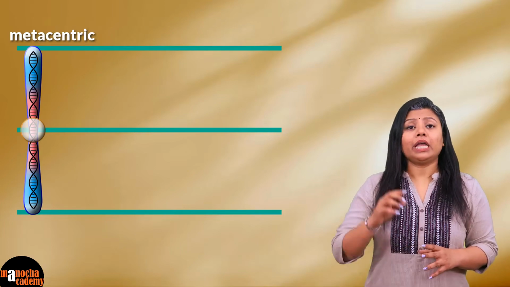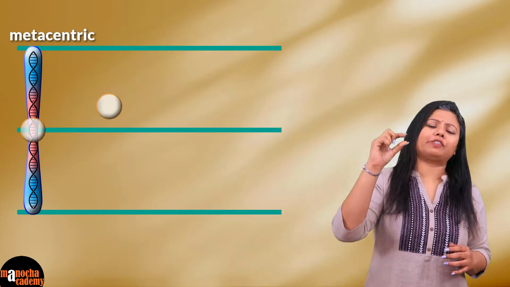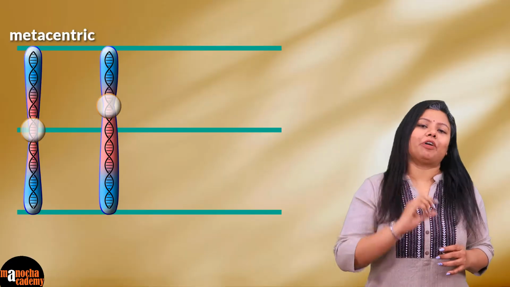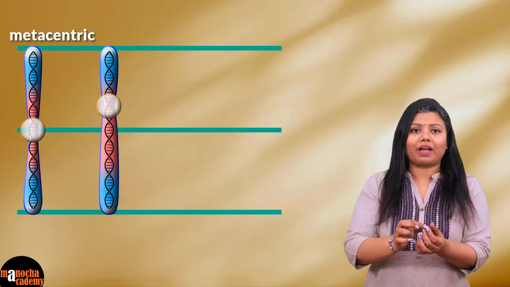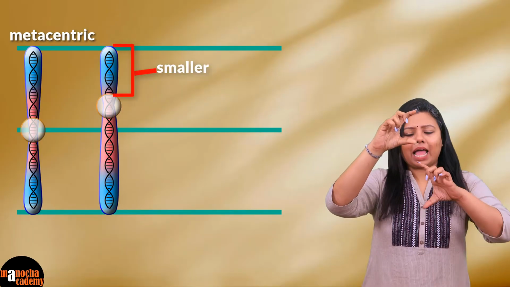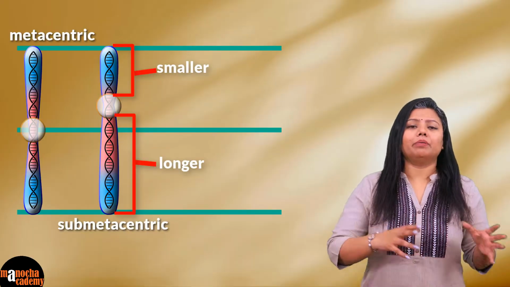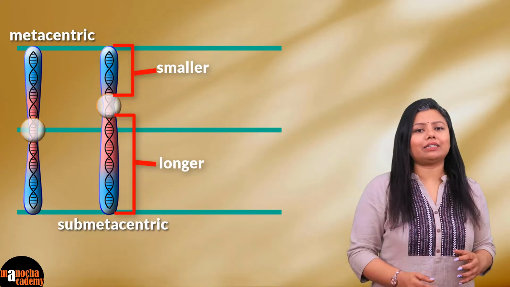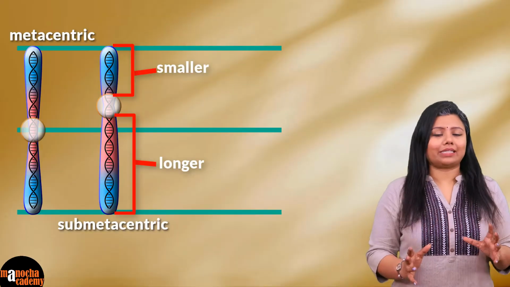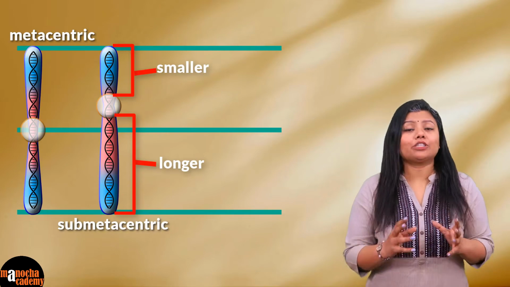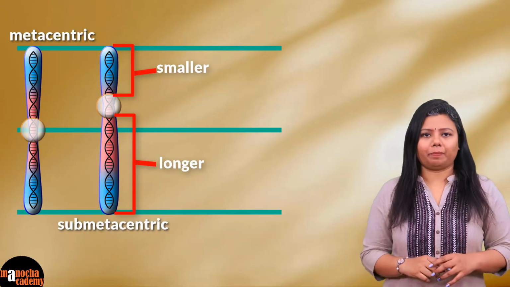If the centromere is not located right at the center, if it is slightly away from the center, as a result of which the entire chromatid is now divided into a smaller segment and a slightly larger segment, then it is known as submetacentric. It's not exactly at the center, but it is still somewhere near the center. So submetacentric chromosomes have a slightly smaller arm and a slightly longer arm.